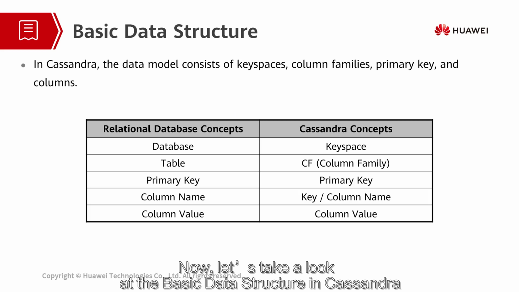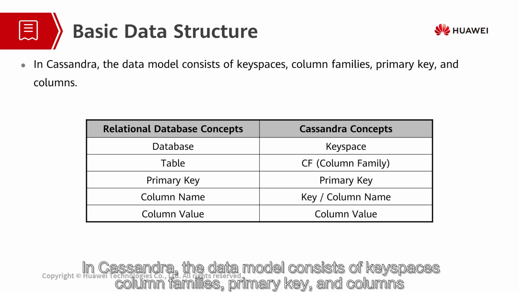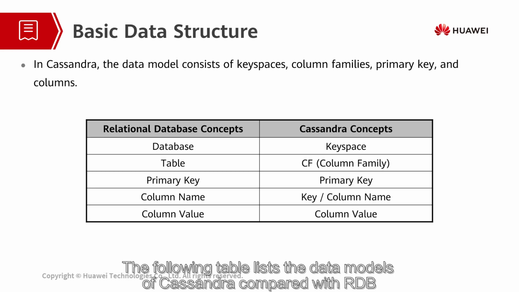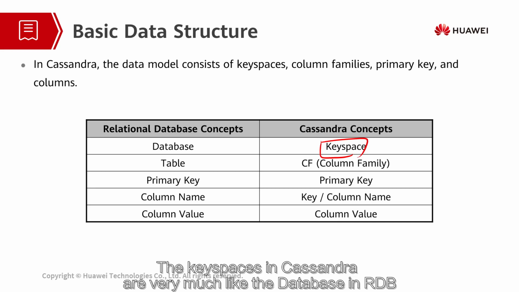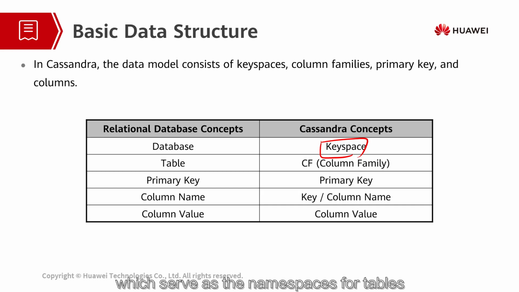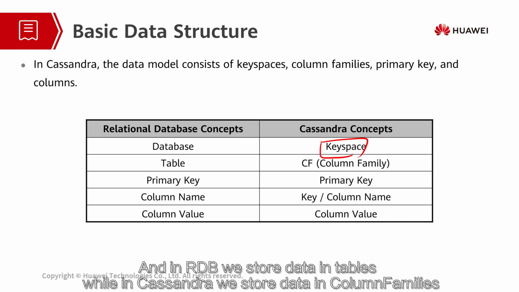Now, let's take a look at the basic data structure in Cassandra. In Cassandra, the data model consists of keyspaces, column families, primary keys, and columns. The following table lists the data models of Cassandra compared with RDB. The keyspaces in Cassandra are very much like the database in RDB, which serve as the namespaces for tables. And in RDB, we store data in tables, while in Cassandra, we store data in column families.